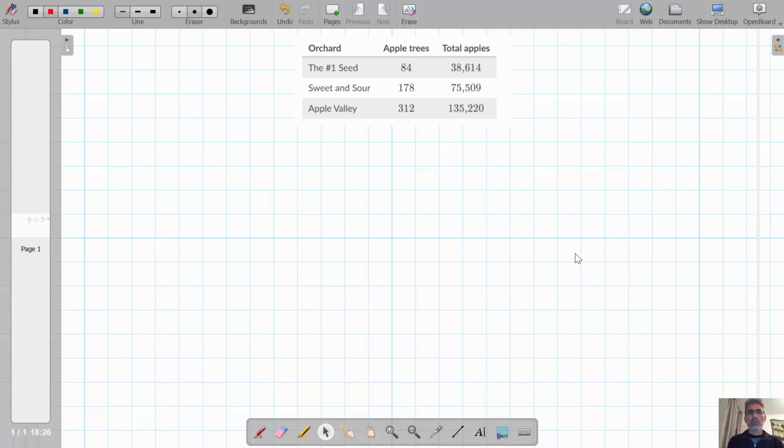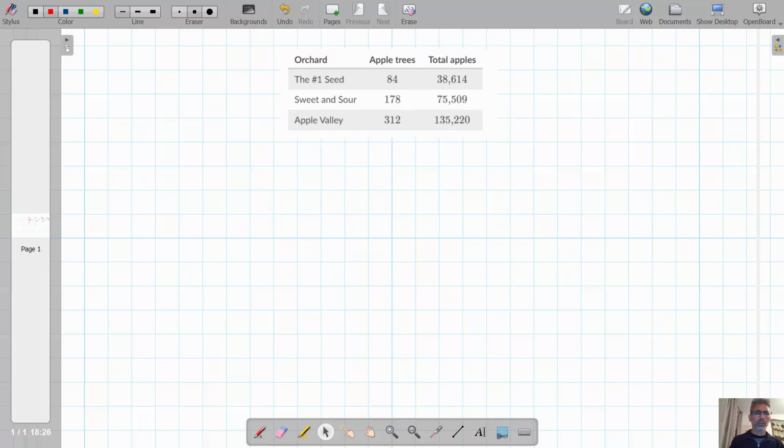Okay, so for the first orchard, to find the rate of apples to trees, we need to divide by 84. We need to divide by 84. Okay, so 38,614 divided by 84.